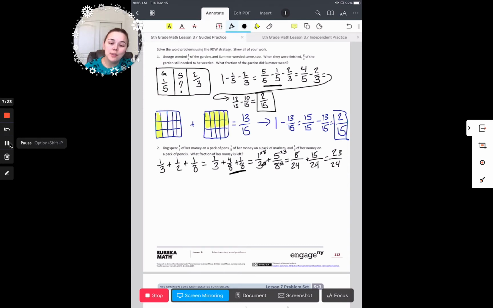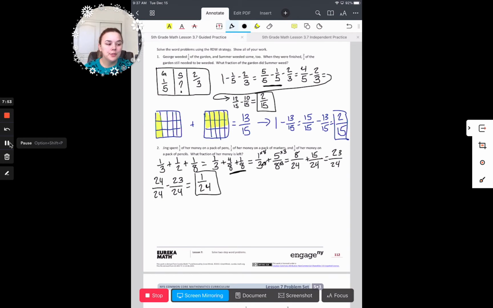So then that means we need to figure out how much she has left. So this is kind of the first part of our problem. So now we need to subtract 23 24ths from 1. So we can think of 1 as being 24 24ths. We subtract our 23 24ths, and we get 1 24th. So she has 1 24th of her money left.